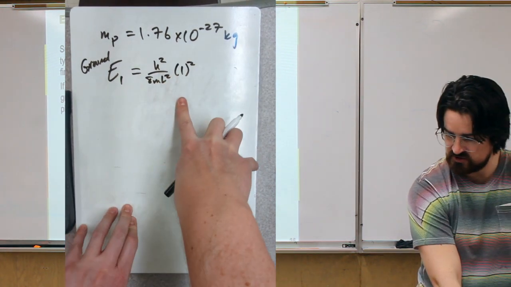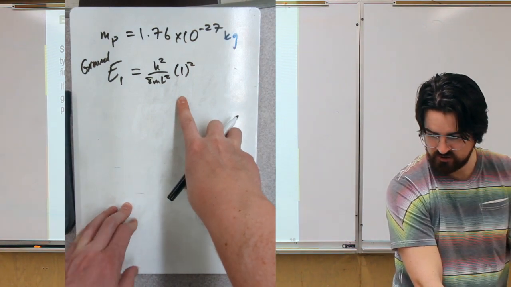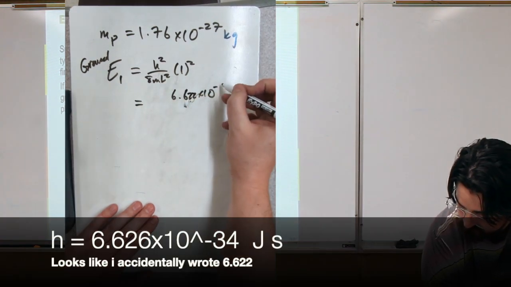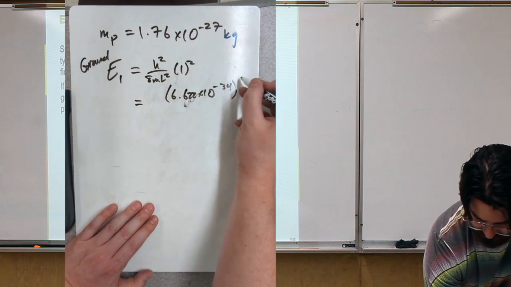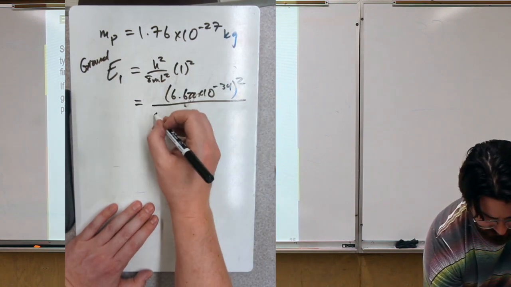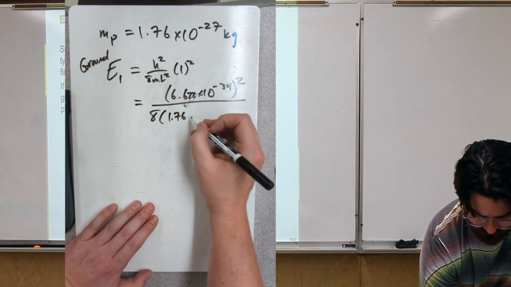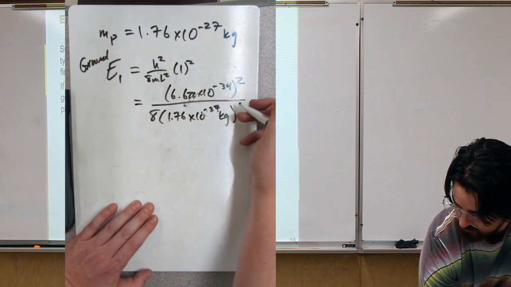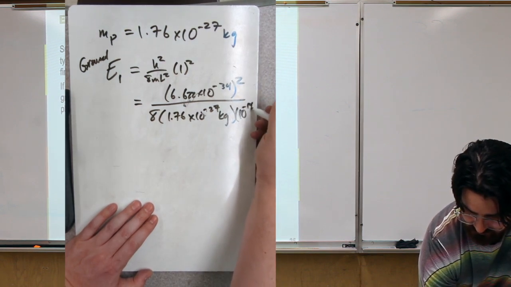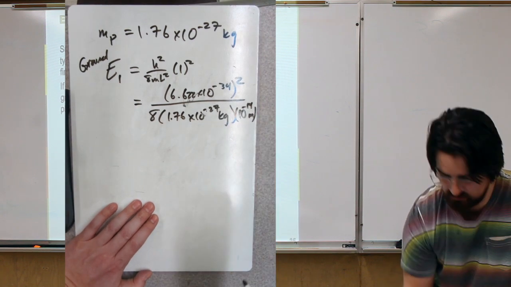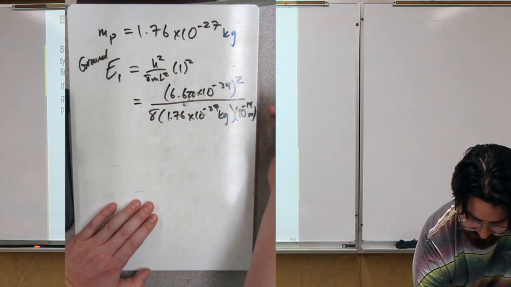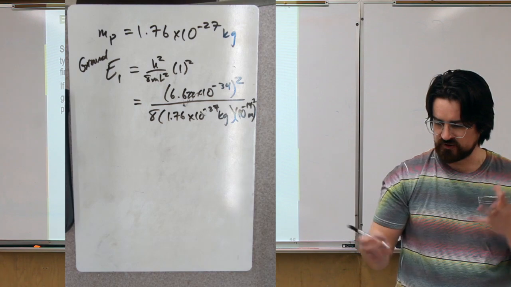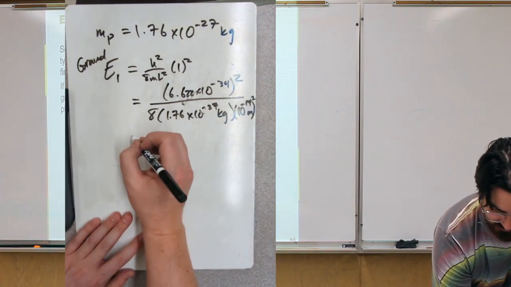So that's what we would get for our first energy level, or our ground state energy. That h is going to get squared, and then I'm just going to write that length is 10 to the minus 14th meters. Oh, and that's also squared. Ooh, that's getting tight. Well, hopefully you see what I'm saying there, even if it's a little bit hard to read.